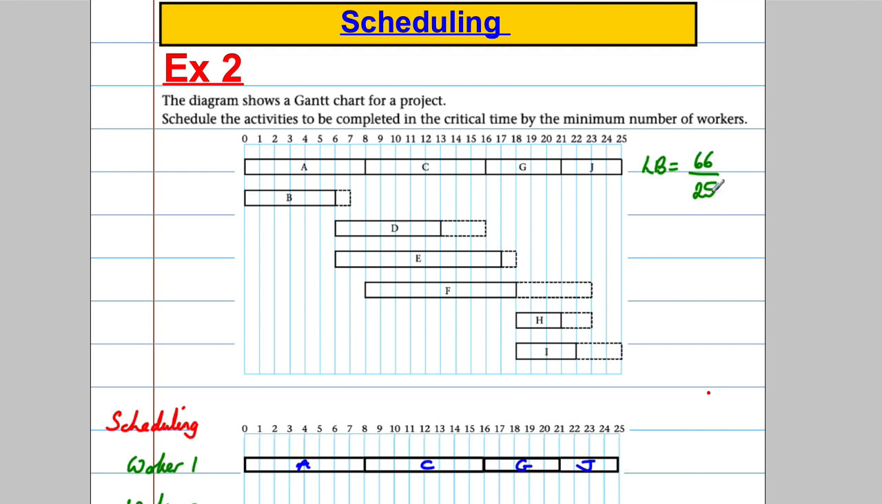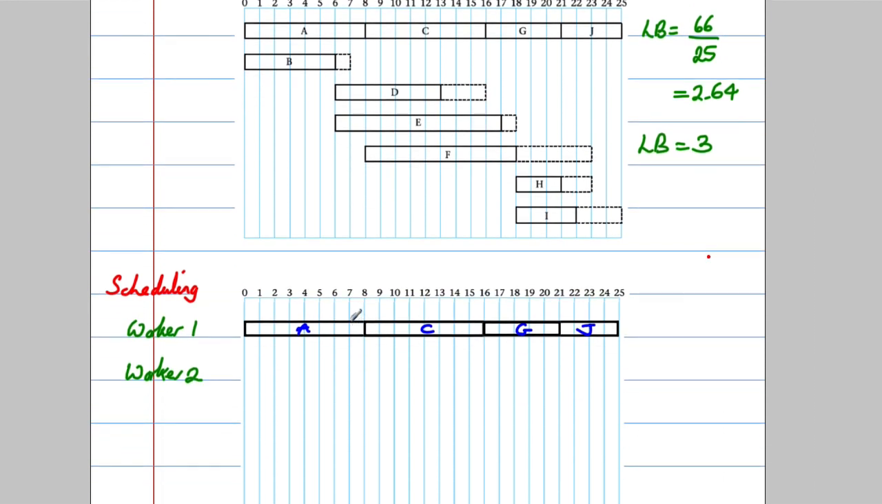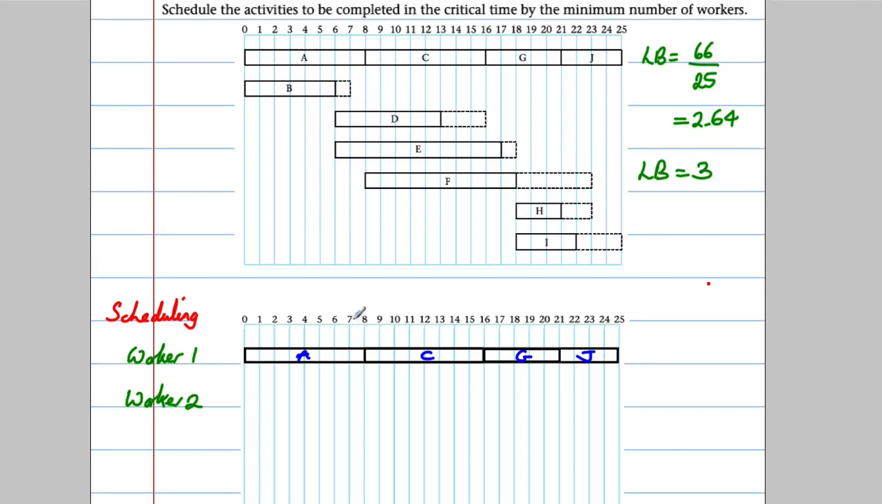So 66 divided by 25 is 2.64. So it's the lowest integer bigger than this. So our lower bound is going to be 3. So we know we can't solve this problem with less than 3 workers. We may need more depending on the overlap, but we know we can't solve it with less than 3. So that gives us a good indication.